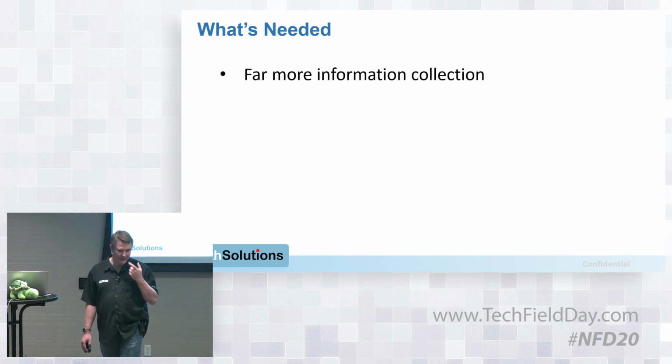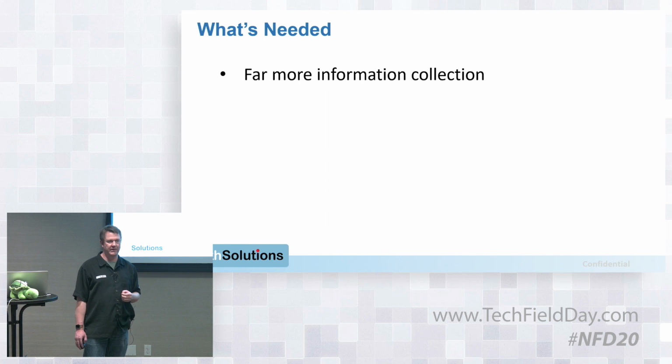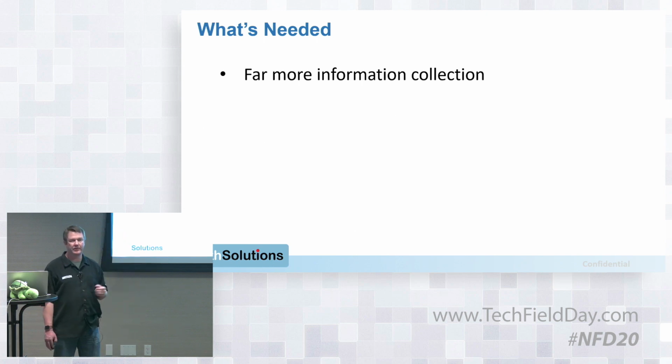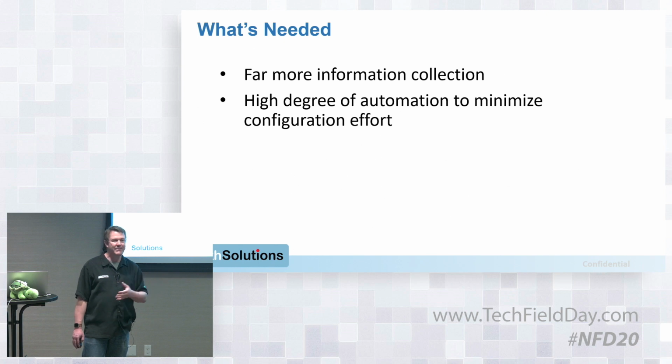And so that's really what we figured, is that your switches and routers know what's working and know what's broken. If you could just have them automatically interrogated and tell you what's going on, you could solve the problems. So we figured far more information, and a high degree of automation to make it so that this can be done.